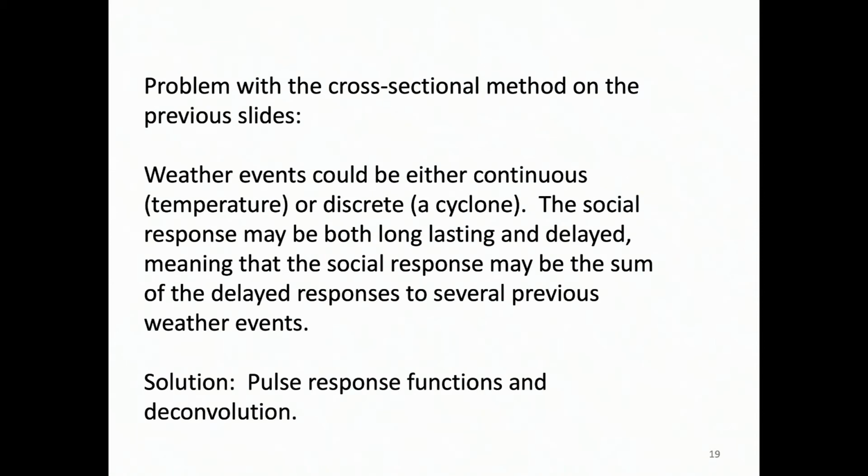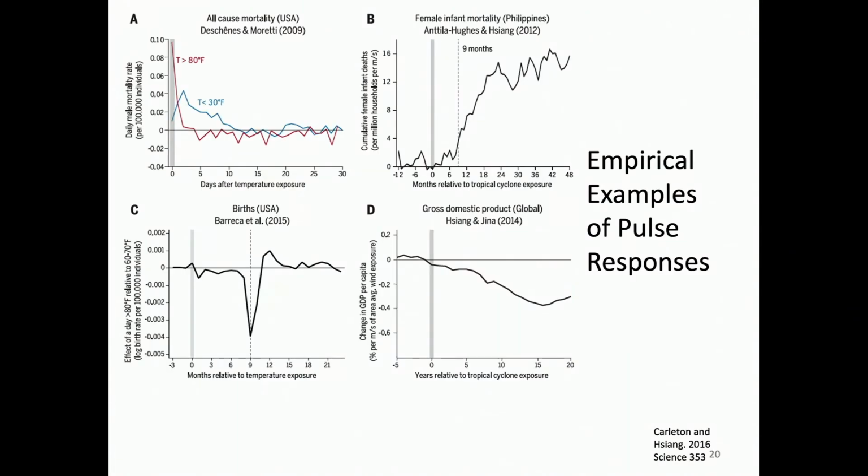3 hurricanes in a row might be a lot worse than that occurring right together. It might be a lot worse than the same magnitude occurring 20 years apart. So there is a method for dealing with this, and it's called pulse response functions and deconvolution.